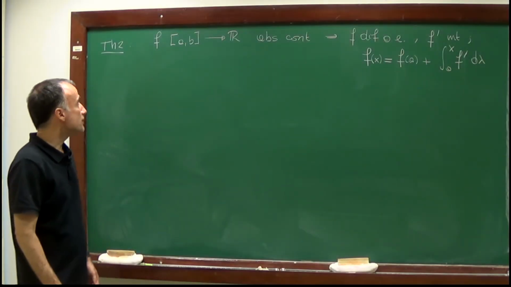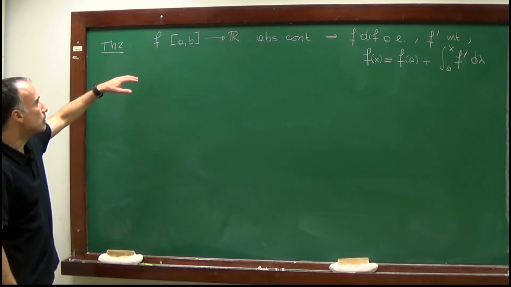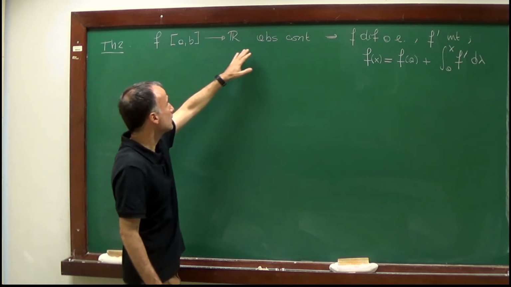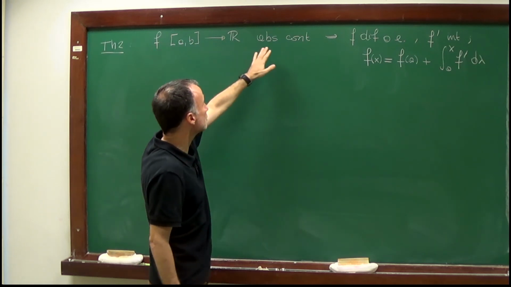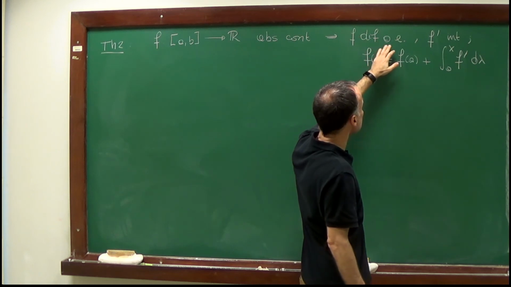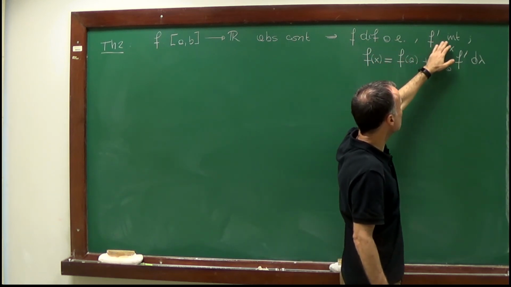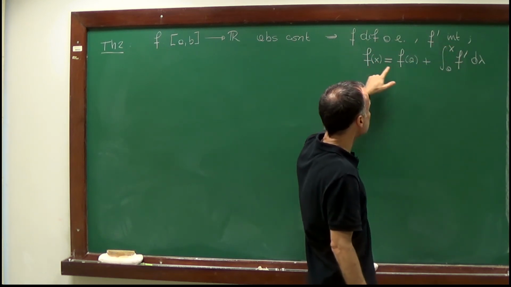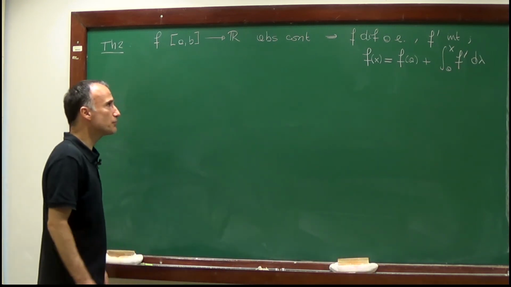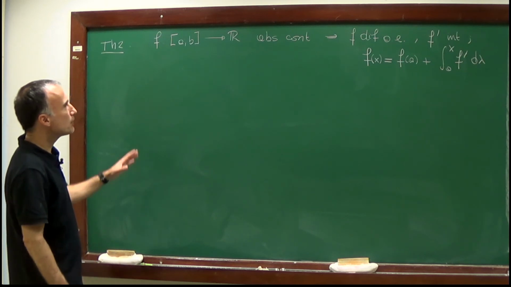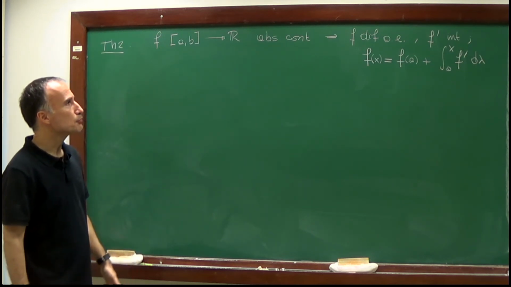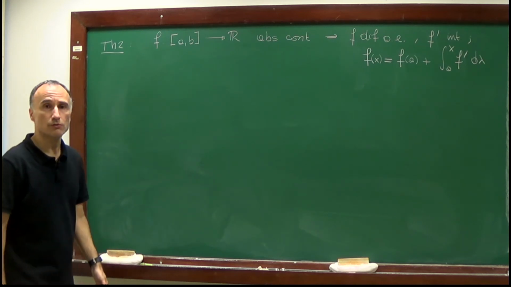Let's turn to the second main theorem, which I recall here. I'm fixing a function which is absolutely continuous. I want to show that this function is differentiable almost everywhere, that its derivative is integrable, and that f is given by the integral of its derivative. So this is the second main theorem of this lecture. And before I start proving that theorem, let me derive some properties of the absolutely continuous function.